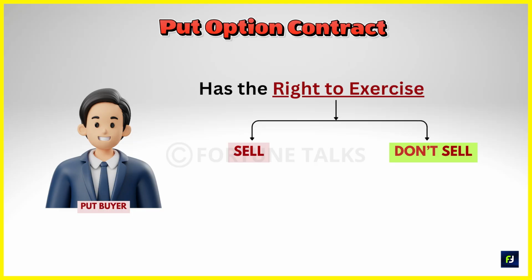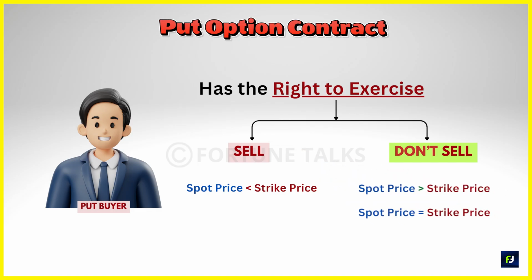But as we have studied in the first episode, the put contract buyer will exercise his right to sell only if the underlying price or spot price is trading below the strike price. In such a scenario, the put buyer can sell the underlying at a much higher price to the put writer when the same underlying asset is trading at a much lower price in the open market.